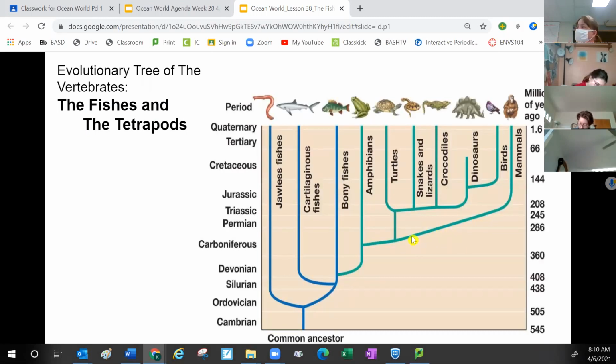Okay, so you can see here a little bit of an evolutionary tree. The fish started their evolutionary path about 500 million years ago. And this was about 50 million years after that Cambrian explosion. So remember, the Cambrian explosion was when the invertebrates really took root on the continent. And it took another 50 million years for even the most simple fish to come about.